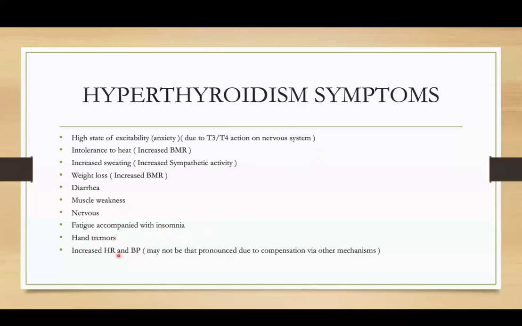You're going to have an increased heart rate and blood pressure. You know why? Because they act on the heart, right? One of the B's was beta 1 adrenergic receptors. But this may not be as pronounced because of compensation via other mechanisms that the heart has, like vasodilation, to reduce the heart rate and blood pressure. But yes, it would cause an increased heart rate and blood pressure. So these are the things that you would see in a patient that's suffering from hyperthyroidism, right?